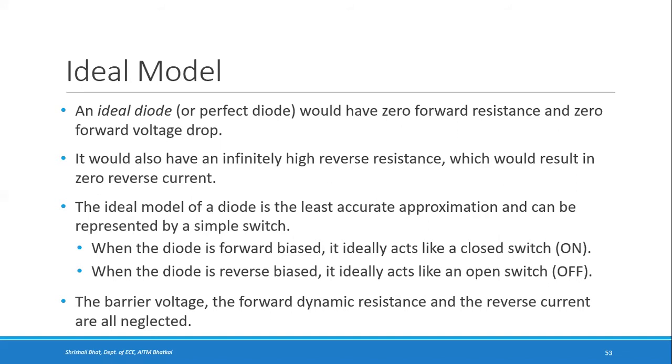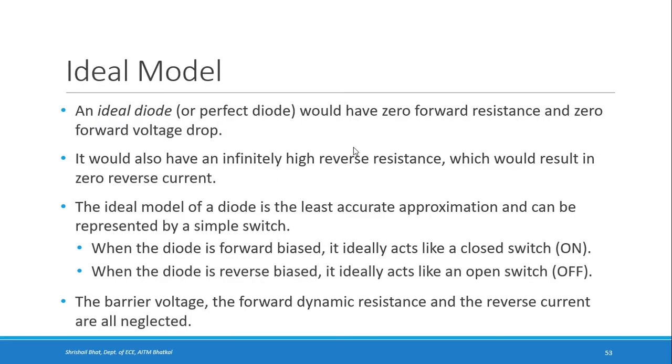We can consider a diode as a switch. That means when it is forward biased, it is a closed switch, which means it is in on state, and when it is reverse biased, you can take the diode as an open switch, that is, it is in off state. A forward biased diode can be considered as an on switch, and a reverse biased diode can be considered as an off switch. In the ideal model of the diode, we are not considering the barrier voltage, that is the forward voltage drop, or the dynamic resistance, or the reverse current. All are taken to be zero.